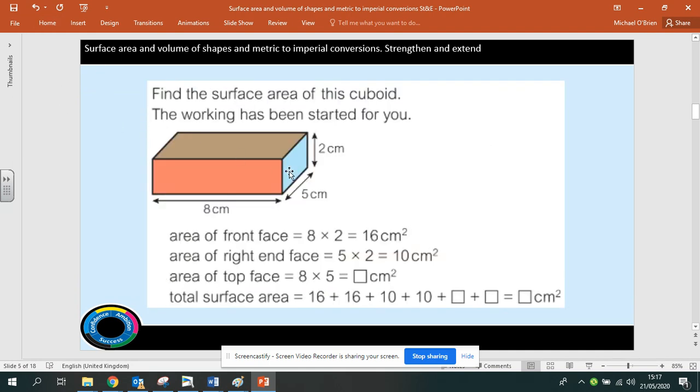Okay, here we've got another scaffolded question. Find the surface area of this cuboid. Just work your way through each of these lines, please. Obviously, the front face is coloured red, the top face is coloured brown, the side face or the end face is coloured blue. So just work your way through that, and then put the video back on.